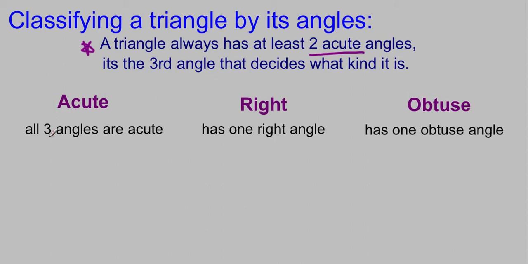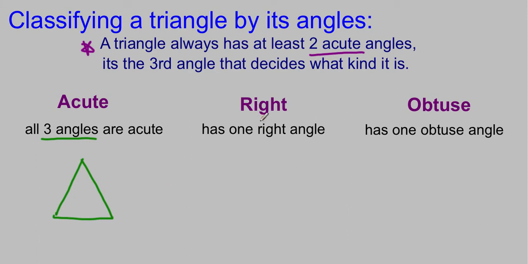The acute triangle is where all 3 angles are acute. So all of the angles are less than 90 degrees. So you might see it look something like this. Okay, notice each of the angles are all smaller than a right angle, all smaller than 90 degrees for us.